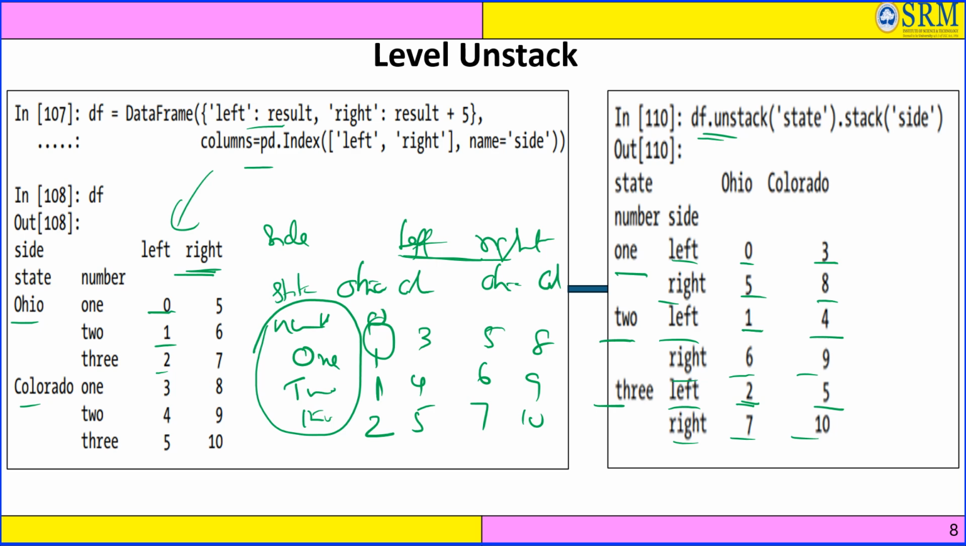So what is stacking? Stacking means columns are converted into rows. Or I can say thick is converted into a thin matrix. Whereas unstacking is rows converted into columns, or thin ones converted into thick ones. So this is called reshaping. So that's all for today.